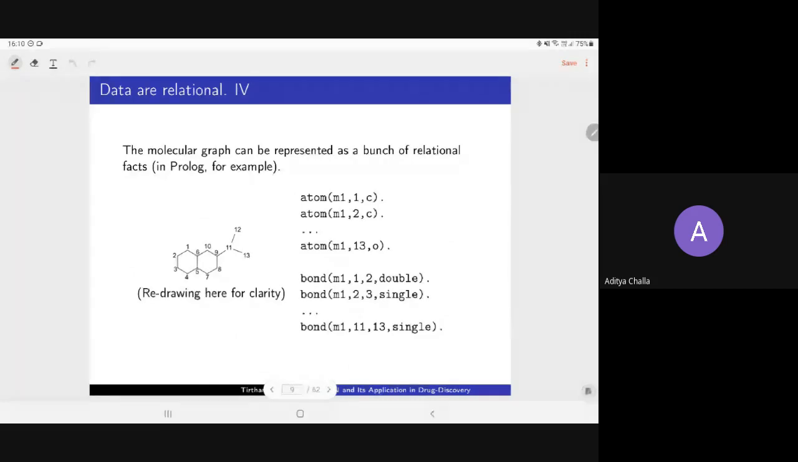So in relational representation, we will write the molecular graph that is shown in the previous slide, given here again. In Prolog, for instance, we can write it as atom. So molecule M1 has a carbon atom at position 1. Similarly, molecule M1 has a carbon atom at position 2, and so on. And similarly, we can also write the bonds. Molecule M1 has a double bond between position 1 and position 2, and so on.